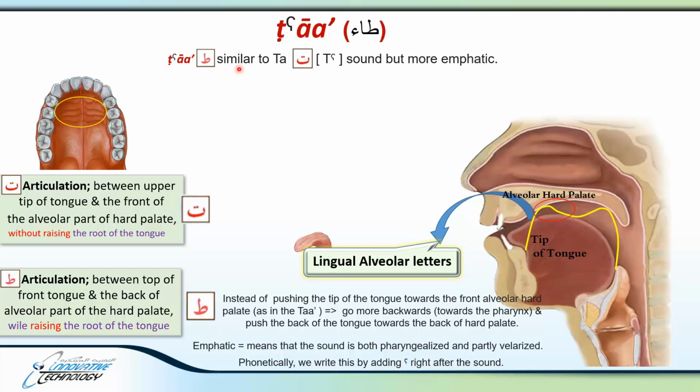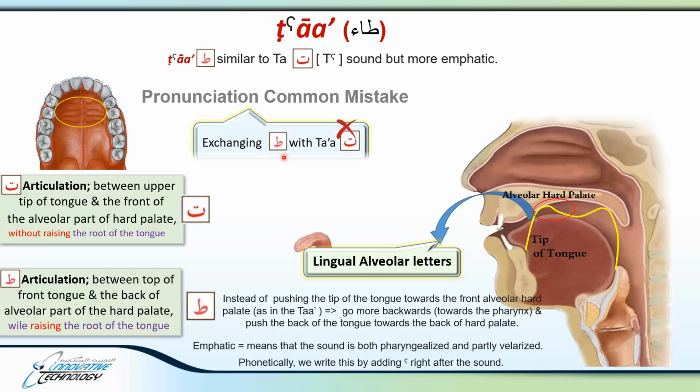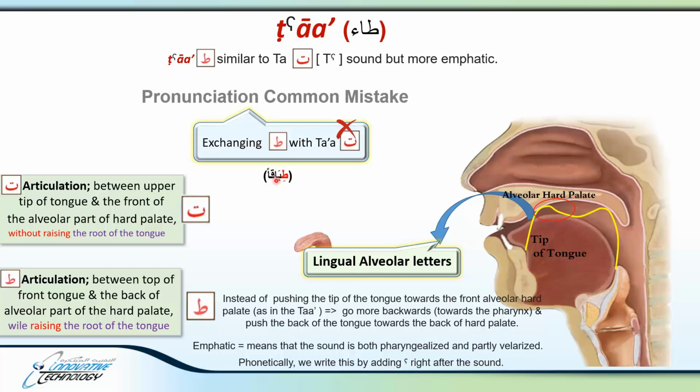And since the emphatic Ta and the plain Ta are close, the commonest pronunciation mistake associated with the emphatic Ta is to replace or exchange it with the plain Ta. Like in this word. The people who hadn't practiced pronouncing the emphatic Ta properly would exchange it with the plain Ta and would pronounce this incorrectly.